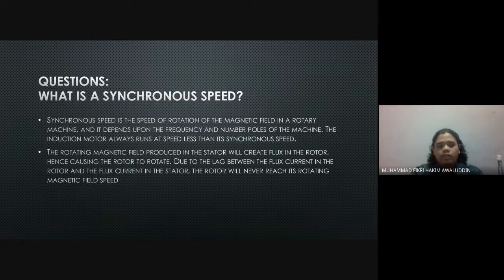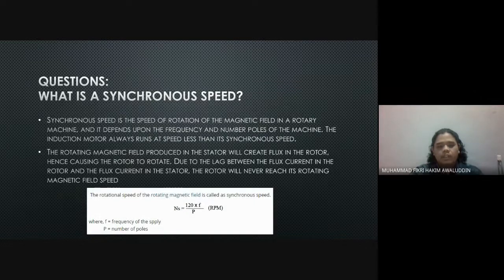The rotating magnetic field produced in the stator will create flux in the rotor, hence causing the rotor to rotate. Due to the lag between the flux current in the rotor and the flux current in the stator, the rotor will never reach the speed of the rotating magnetic field. This is the formula for the rotating magnetic field, where F stands for the frequency and P for the number of poles.